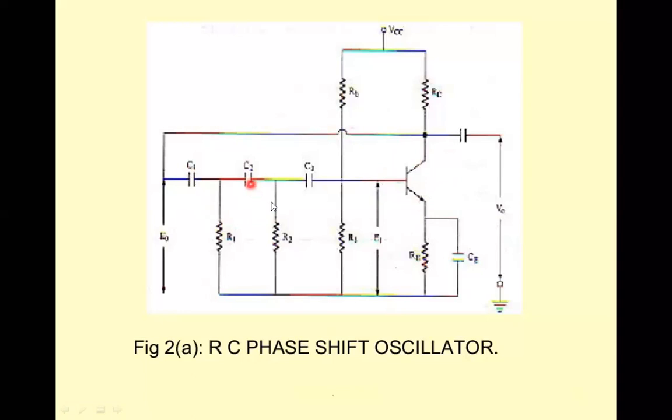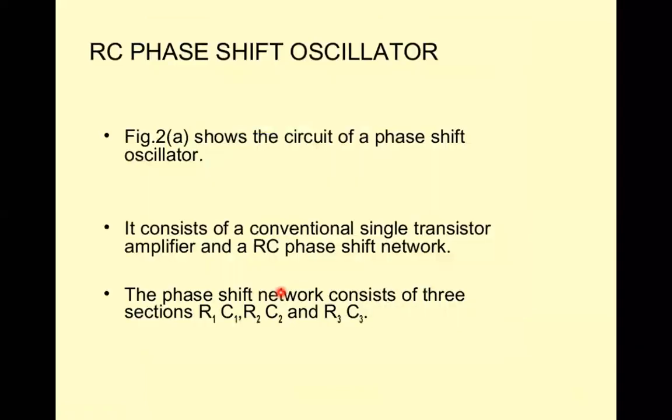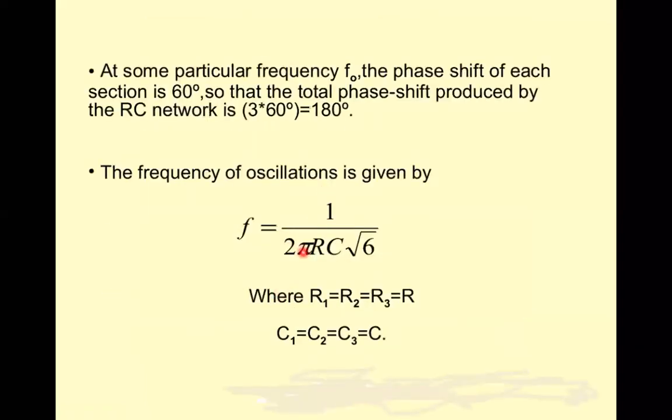This is an RC phase shift network because we have 3 combinations of RC. The phase shift network consists of 3 sections: R1 C1, R2 C2, and R3 C3. So at a particular frequency, the phase shift of each section is 60 degree, so that the total phase shift produced by the RC network will be 3 into 60 degrees, 180 degree angle. And the frequency of the oscillations for this particular phase shift oscillator, F0, is given as 1 upon 2 pi into RC into under root 6.